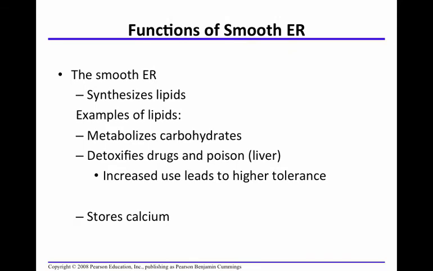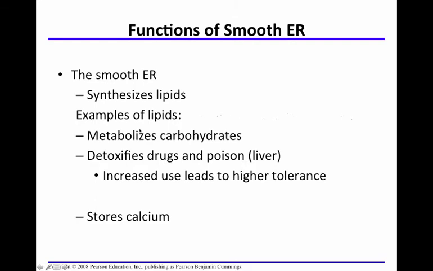Let's look at the function of the smooth ER first. This is important. You must know and understand that the smooth endoplasmic reticulum is responsible for synthesizing lipids, metabolizing carbohydrates, and detoxifying. It also stores calcium.